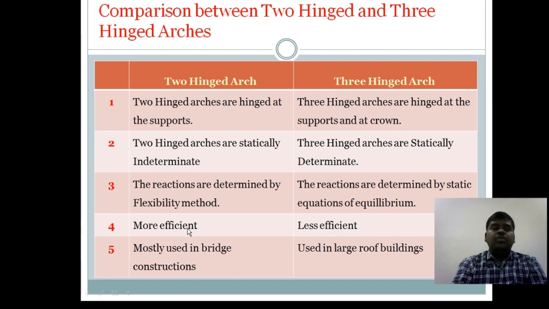And coming to the fourth point, two hinged arches are the most efficient arches which are built. These are usually built in bridge constructions. And coming to three hinged arches, even though they are statically determinate, they are less efficient, and they are also used in large roof buildings.